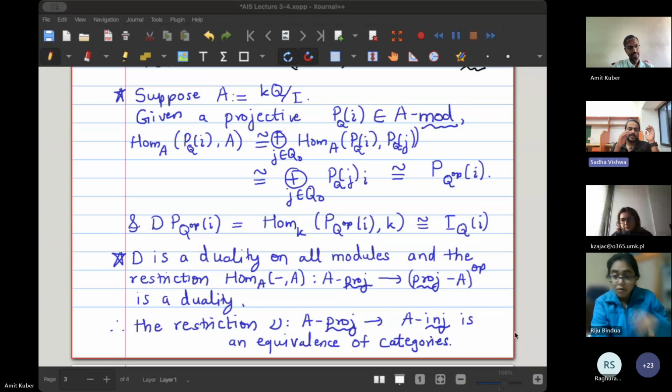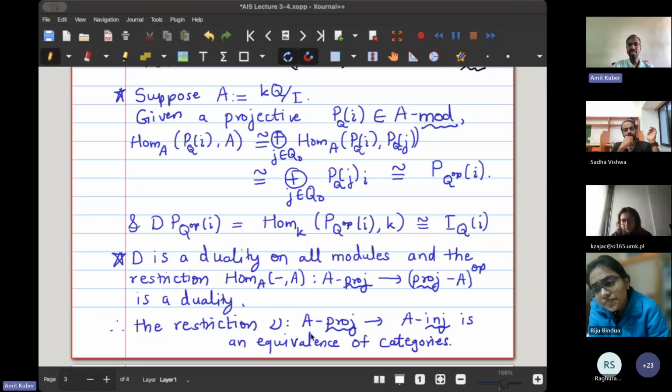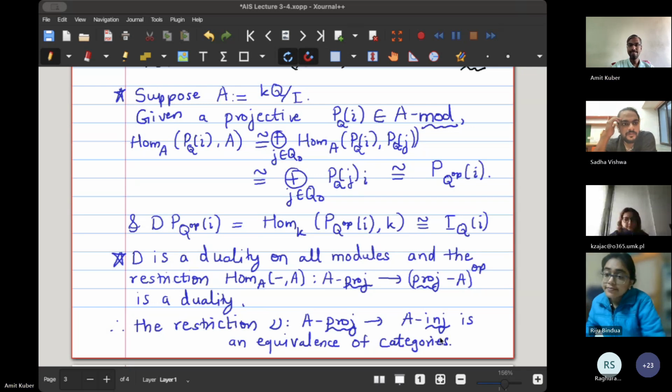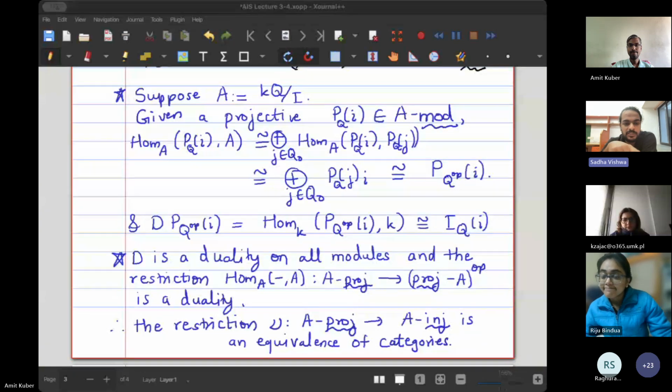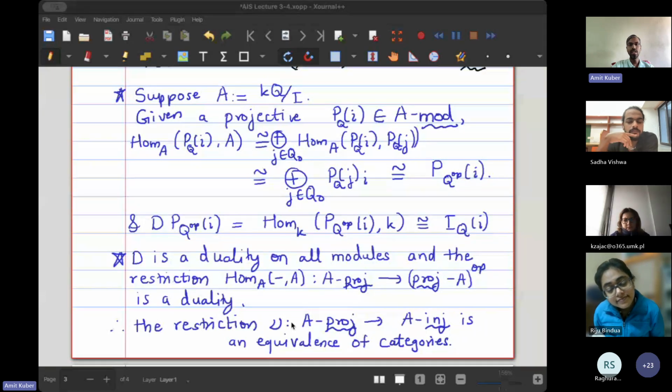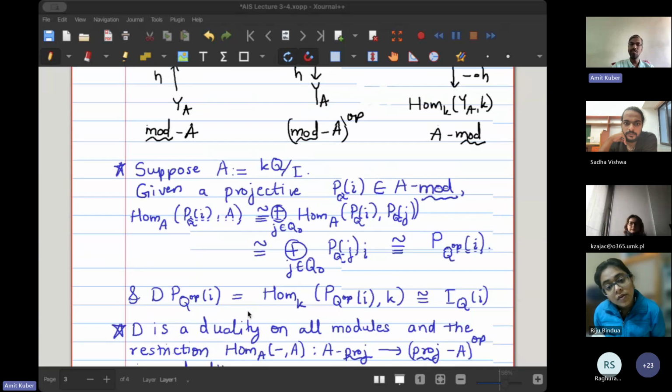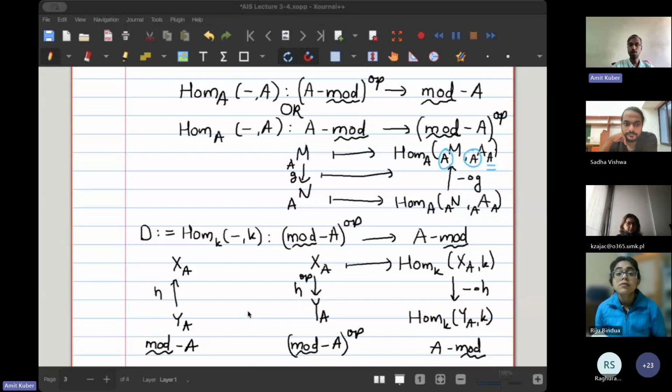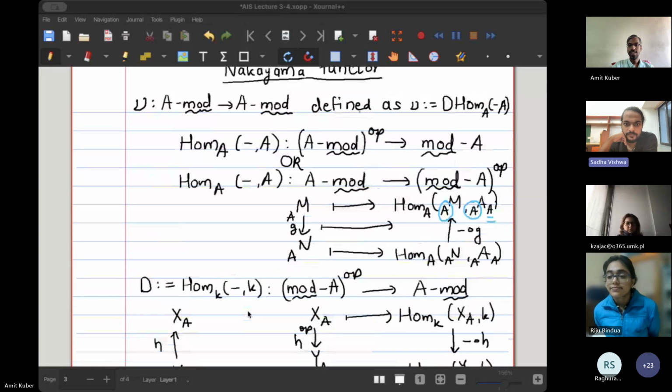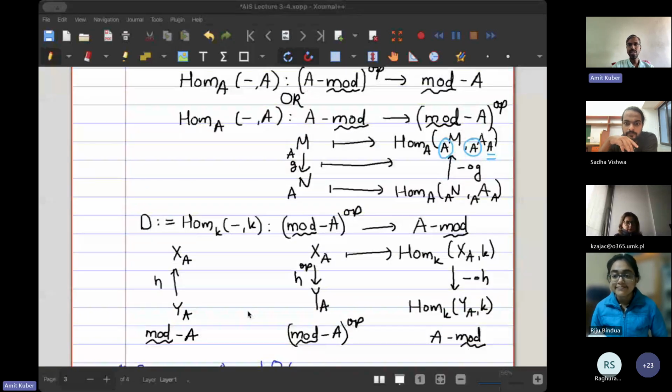Okay, but isn't a duality a contravariant equivalence? No, but I'm saying this is not a duality. This is a perfect equivalence of categories. Did I say duality orally? I'm just saying Nakayama functor. I'm not saying duality. Composition of two dualities is an equivalence, but there is a perfect bijection between these two, projectives and injectives. Okay, that's what we need. Any questions?